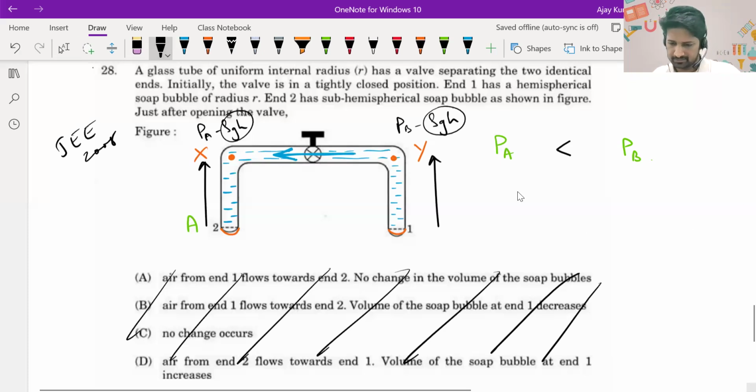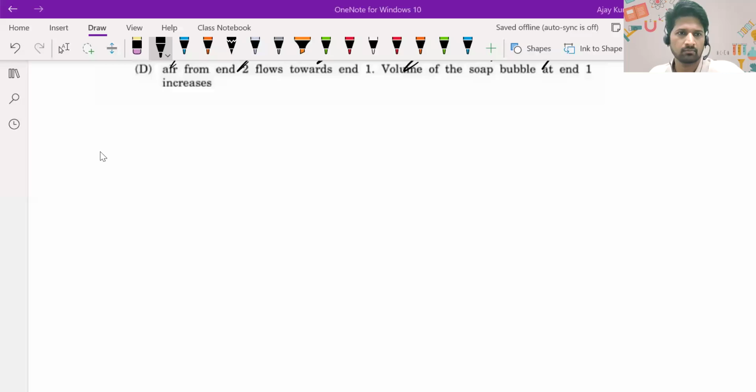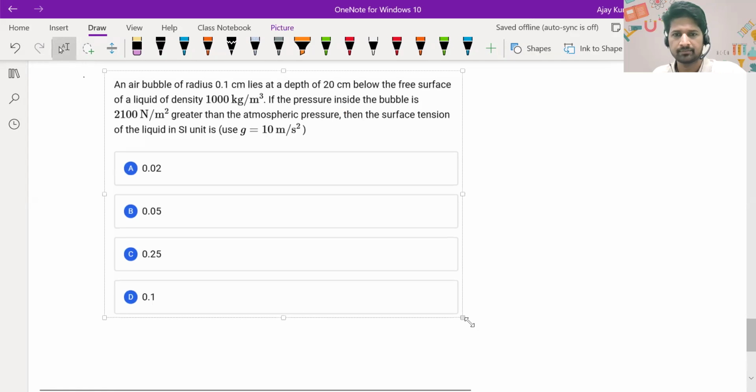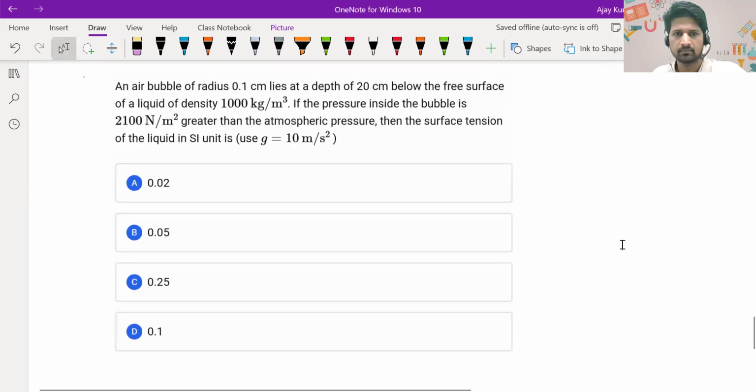Next, just a moment. Let me get another question. Okay. One relatively easy question. Try to answer this, all of you. Let's see.